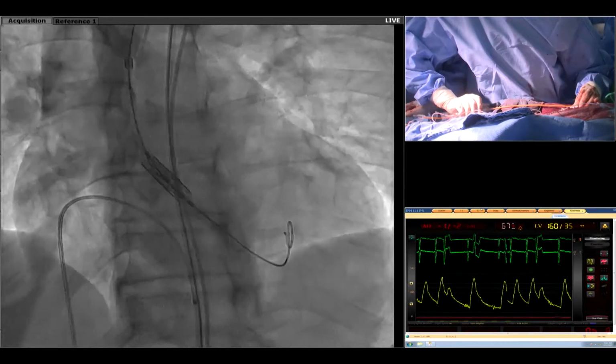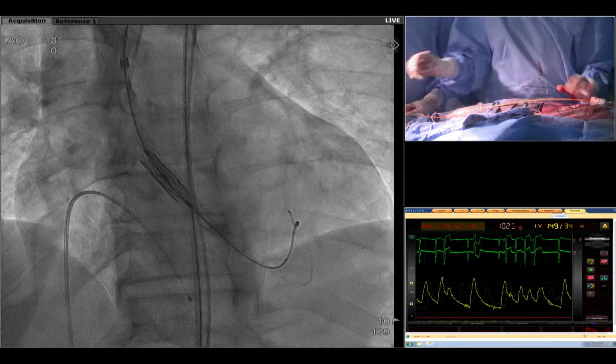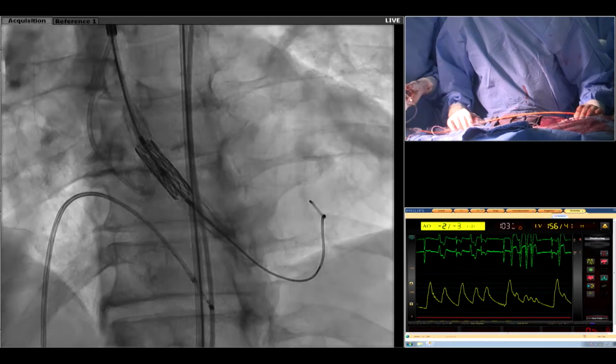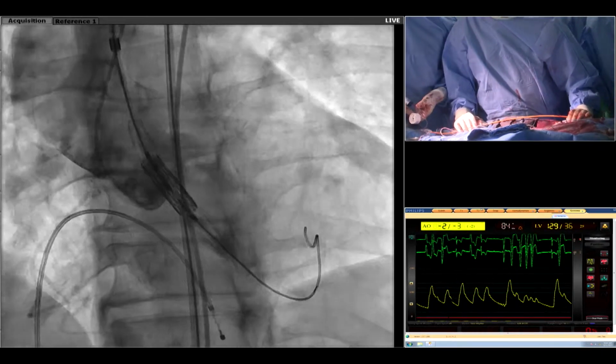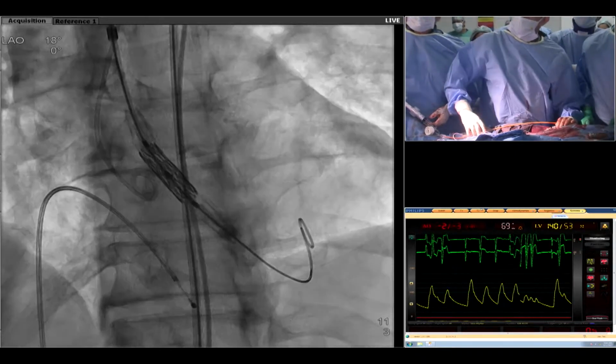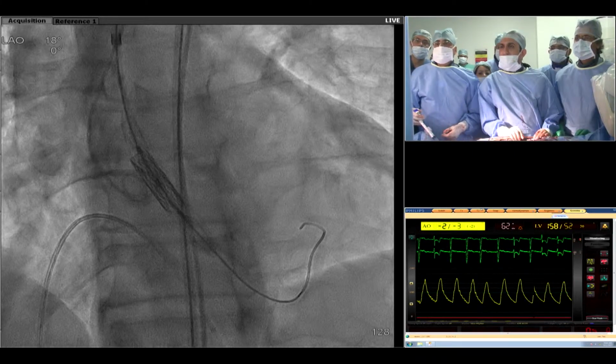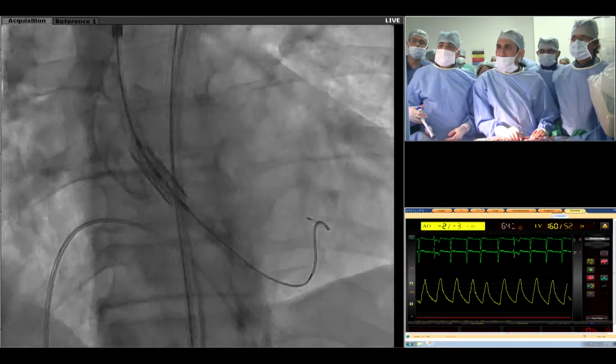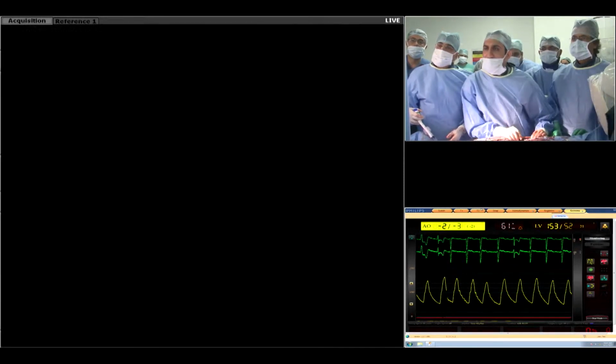Okay, fluoro save. Fast. Inject. Slow down. What we're planning to aim at is 80% aortic and 20% ventricular. So here, if you can, I'm just going to go on cine here.